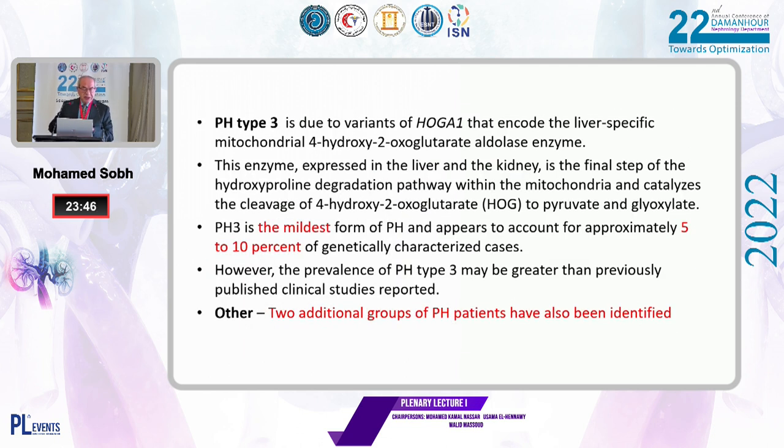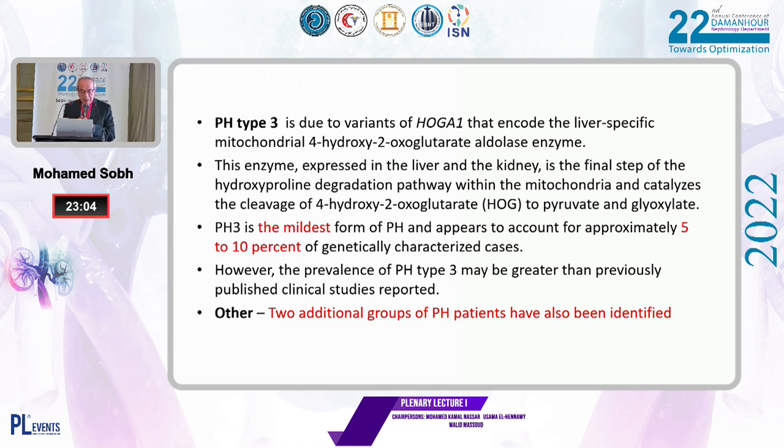If we come to type 3, it is due to a variant in the HOGA1 gene, which encodes the liver-specific mitochondrial 4-hydroxy-2-oxoglutarate aldolase enzyme. This enzyme is expressed in the liver and in the kidney. It is the final step of the hydroxyproline degradation pathway within the mitochondria and catalyzes the cleavage of HOGA to pyruvate and glyoxylate.